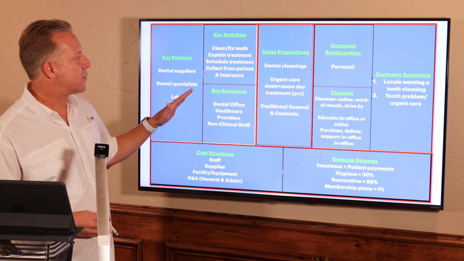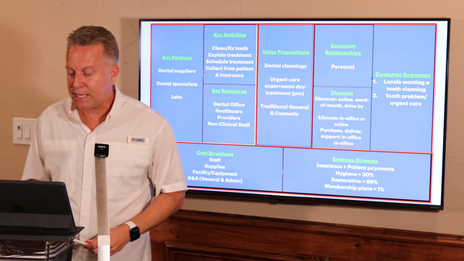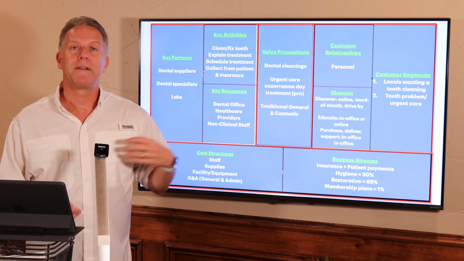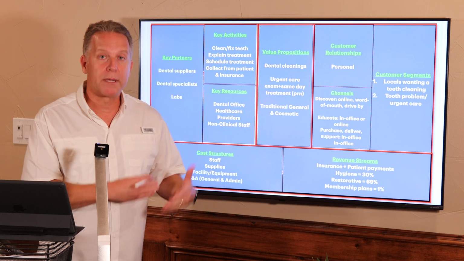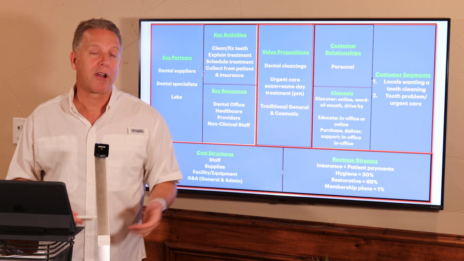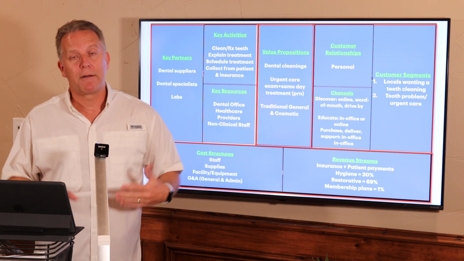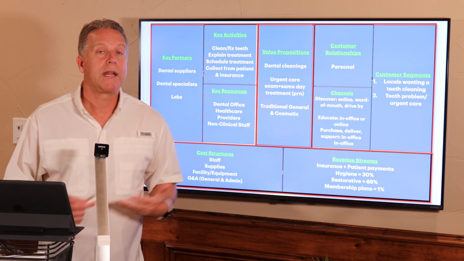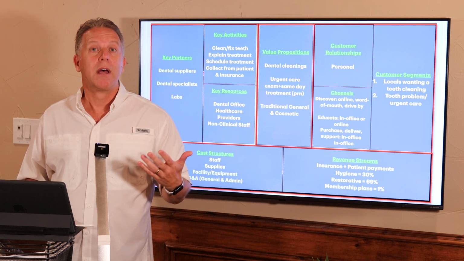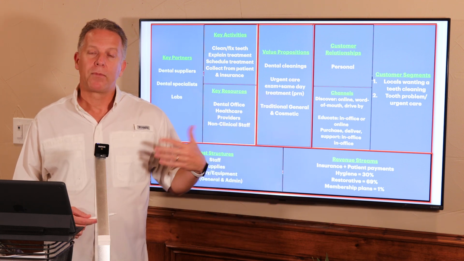This is how it works out. We'll take these in chunks. Let's go over here to what we do. We clean and fix teeth. We explain dental treatments, we schedule treatment, we collect from the patients, and we file for insurance. Those are all the key activities we do to keep the business going forward. And the resources that we have: obviously the dental office, the healthcare providers, non-clinical staff that help with everything, and of course the equipment that's part of the office. These are all the resources we need to actually do the dental thing that we do. Our key partners are dental supply houses, labs, and even dental specialists that we refer to, and they refer patients back to us. Those are key partners.